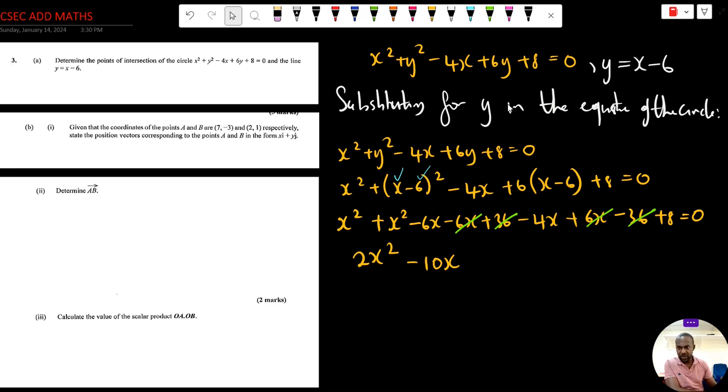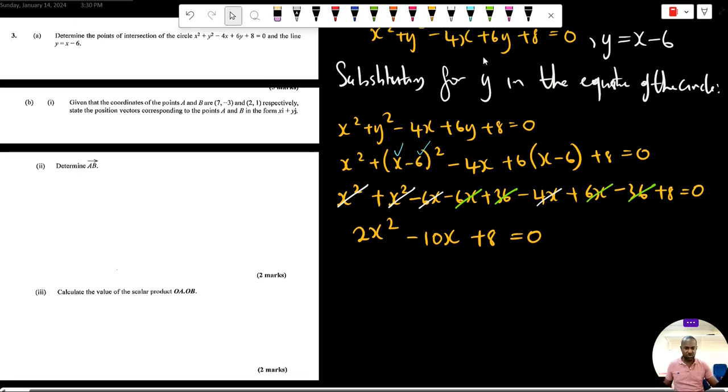And so therefore we have 2x squared minus 10x. So let me deal with these. We have x squared plus x squared gives us 2x squared. Then we have minus 6x minus 4x, that gives us minus 10x. And now we have plus 8 equals 0. So we did our checks and it's good to go.